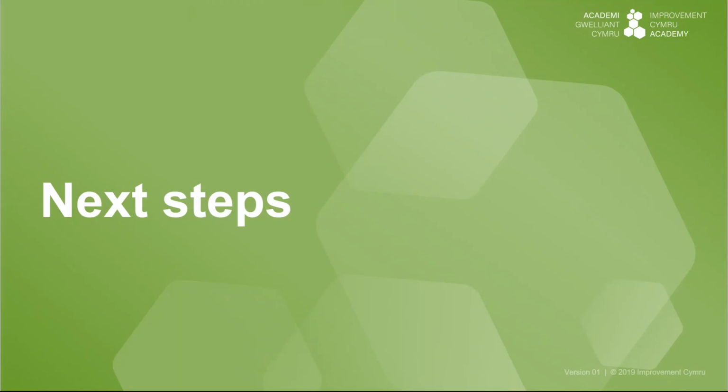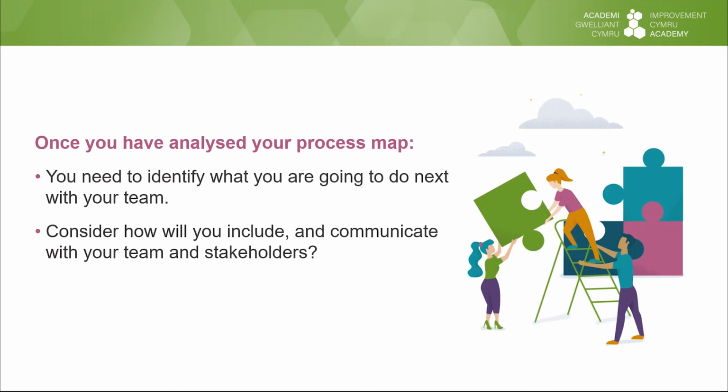So, next steps. Once you have analysed your process map, you need to identify what you're going to do next with your team. Consider how will you include and communicate with your team and stakeholders. Not every change you make will be a project. Sometimes you know what needs doing and can just do it.